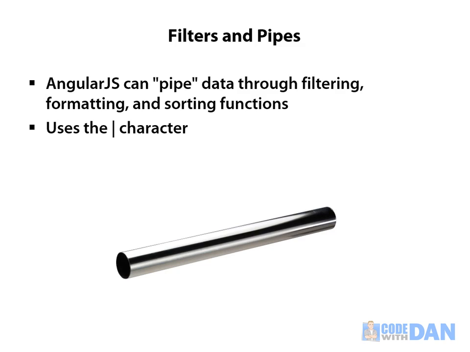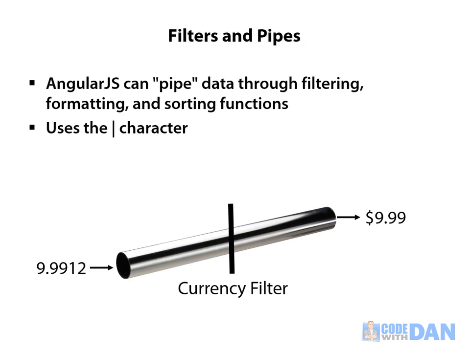To illustrate how this works, let's look at an example. If we had the data 9.9912 and we want to send that through this piping system, imagine that in the middle of the pipe is a filter, and that filter manipulates the data in some way. In this case, we're going to do a currency filter. This raw data gets fed into the currency filter. The currency filter obviously does currency. If you're in the US, you'd have dollars. If you're in the UK, you'd have pounds. It depends where you're at in the world as far as how the currency is filtered. But in this case, since I'm in the US, it would be $9.99.